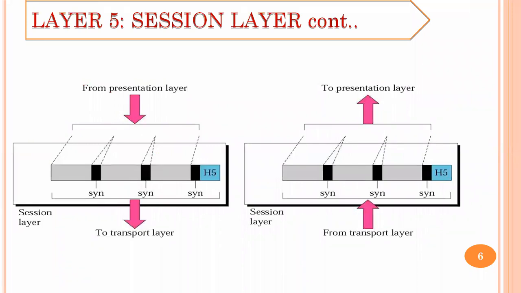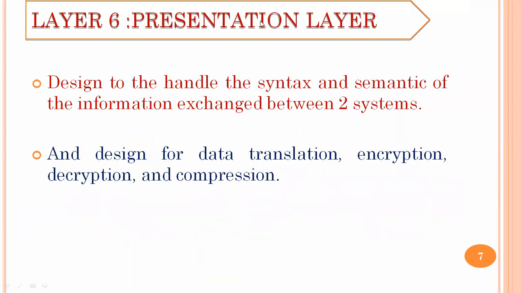So here is a very simple diagram. This data will come from the presentation layer, with synchronization, the establishment of connection, as well as header 5 being implemented. Okay, and data will be moved to the transport layer, and at the receiver side, the transport layer will send the data to the session layer, and then it will travel to the presentation layer. Okay.